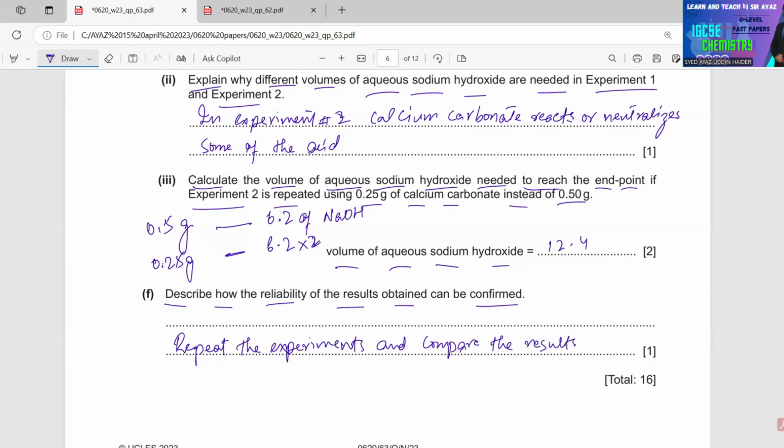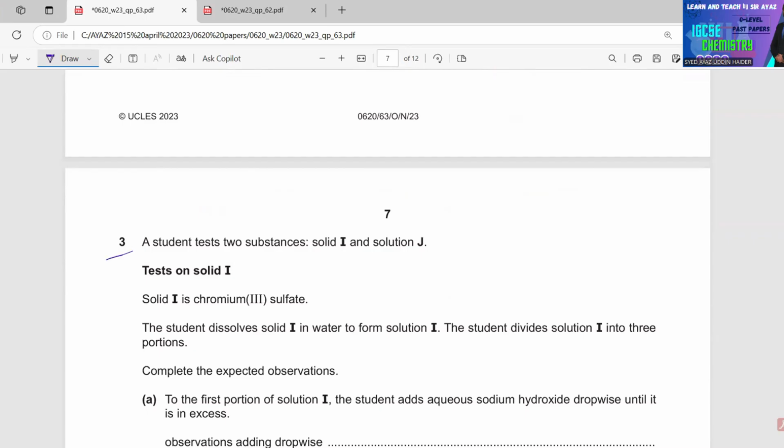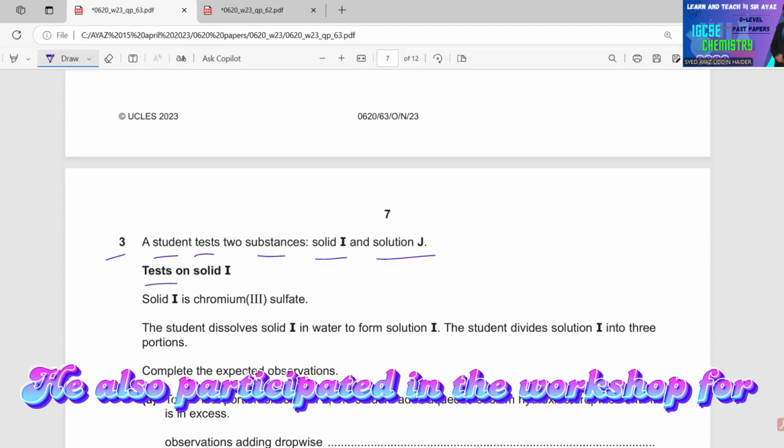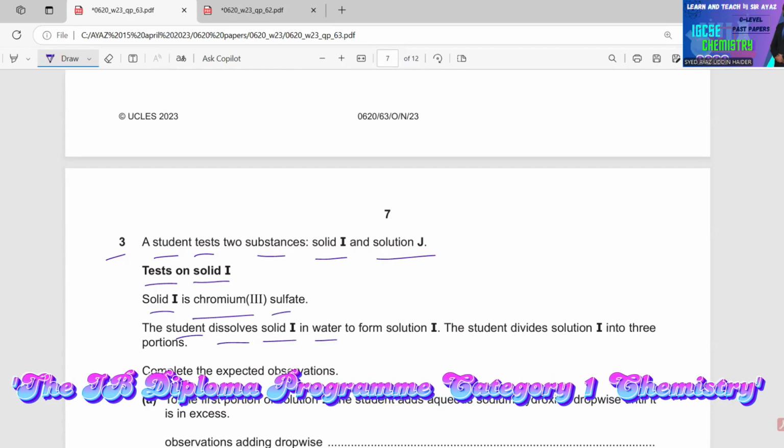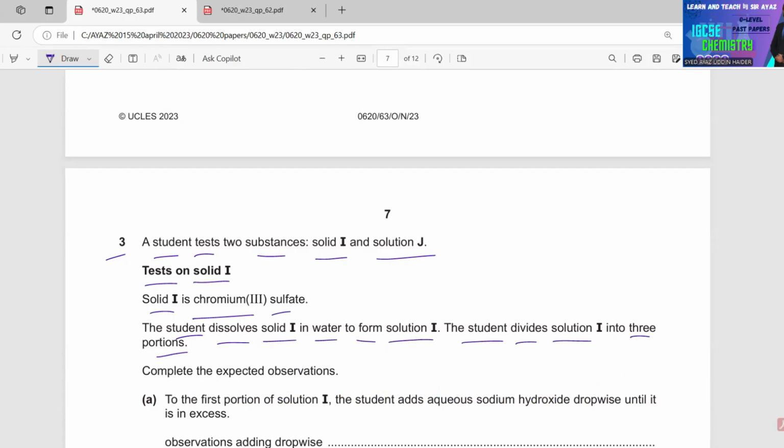Moving to next question. Question number 3. A student tests two substances, solid I and solution J. Test on solid I. Solid I is chromium 3 sulfate. The student dissolves solid I in water to form solution I. The student divides solution I into 3 portions.